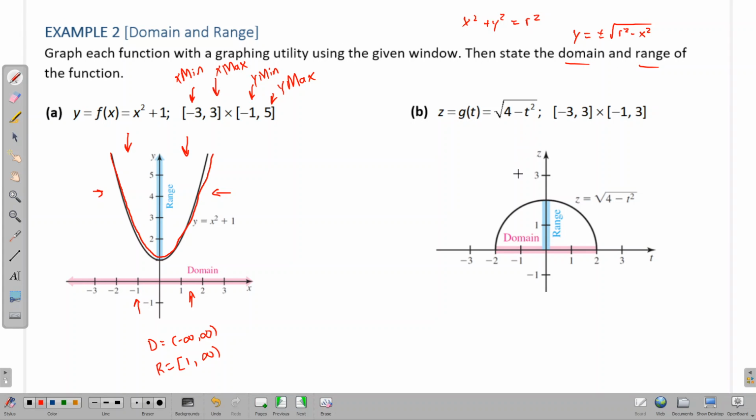So this matches that. Okay, so we can see then, based off of the graph, the domain is going to be negative 2 to positive 2. And the range is going to be right here. It's going to be from 0 up to 2.